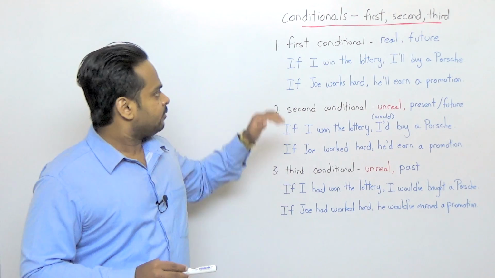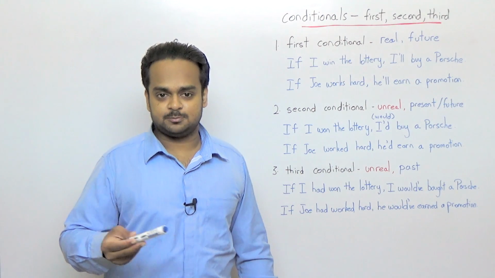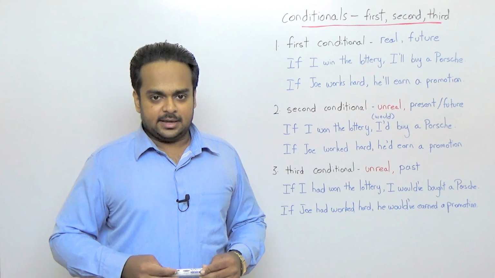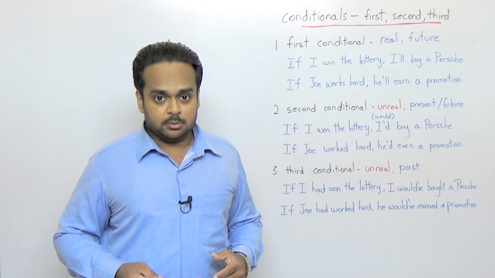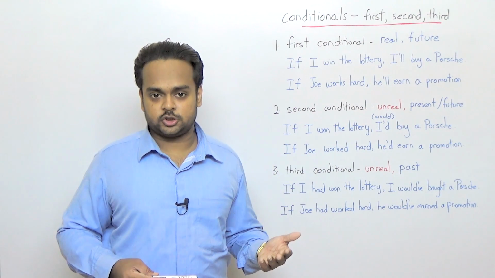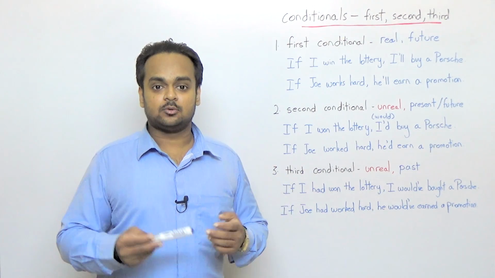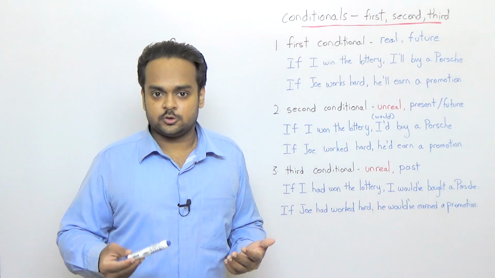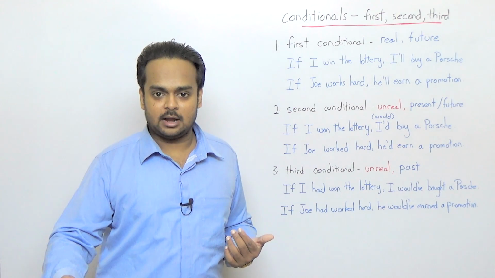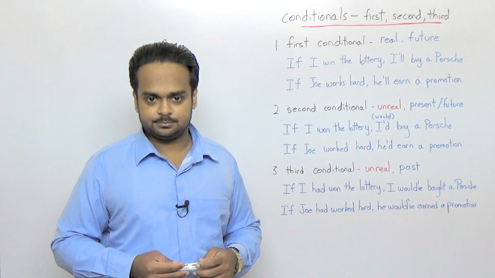So for example, if I win the lottery, I'll buy a Porsche. A Porsche is a sports car, if you didn't know, and it's really cool. So what I'm saying is that it's possible for me to win the lottery. And if I win it, I will buy a Porsche. So maybe I have a lottery ticket in my pocket and the results are coming out tomorrow. So tomorrow, if the number on my ticket matches the winning number and I win the lottery, I'll go and buy my favorite sports car.